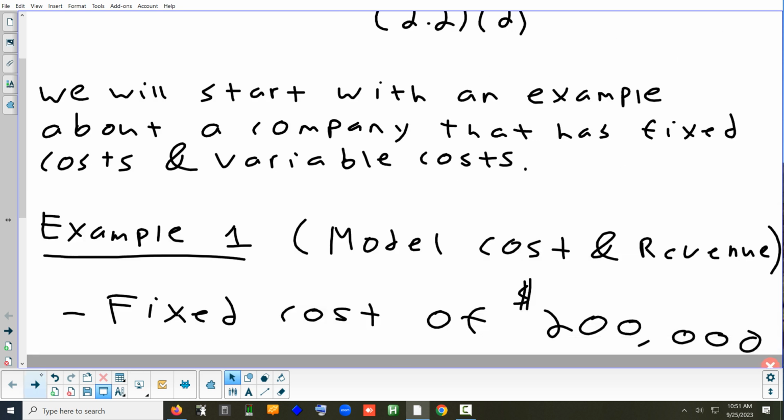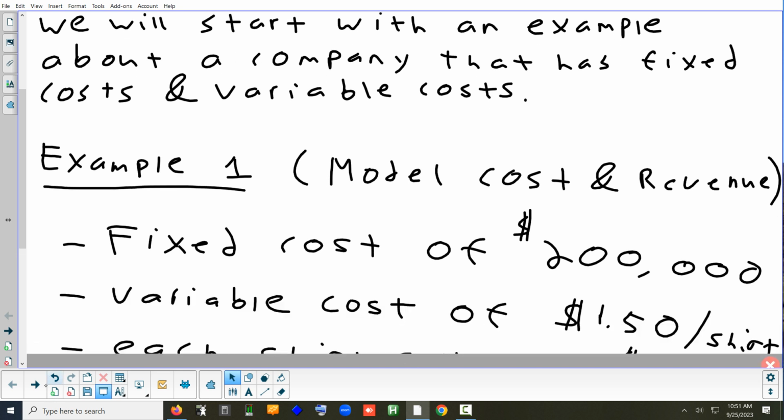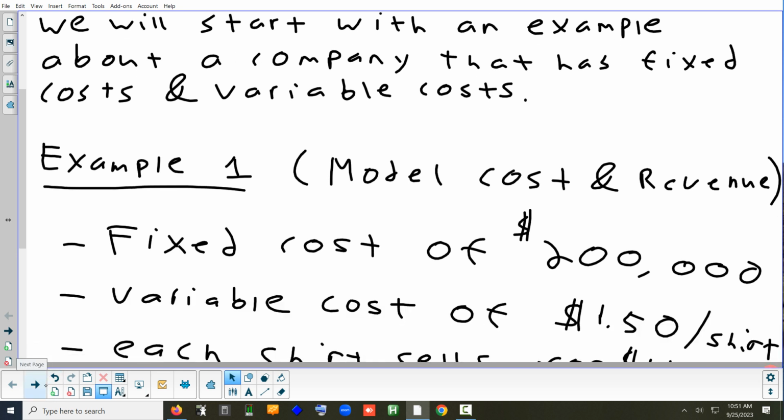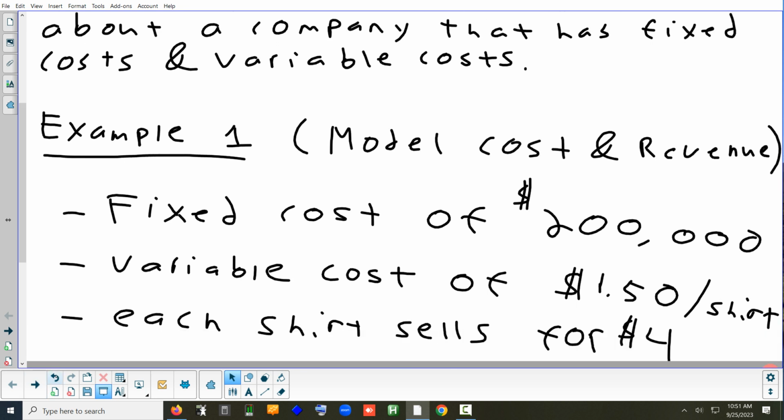So this particular company has a fixed cost of $200,000, and a variable cost, this company makes T-shirts, of $1.50 per shirt. So that's the cost for them to make the shirt, print it, whatever they have to do. Now, each shirt that they make is going to sell for $4.